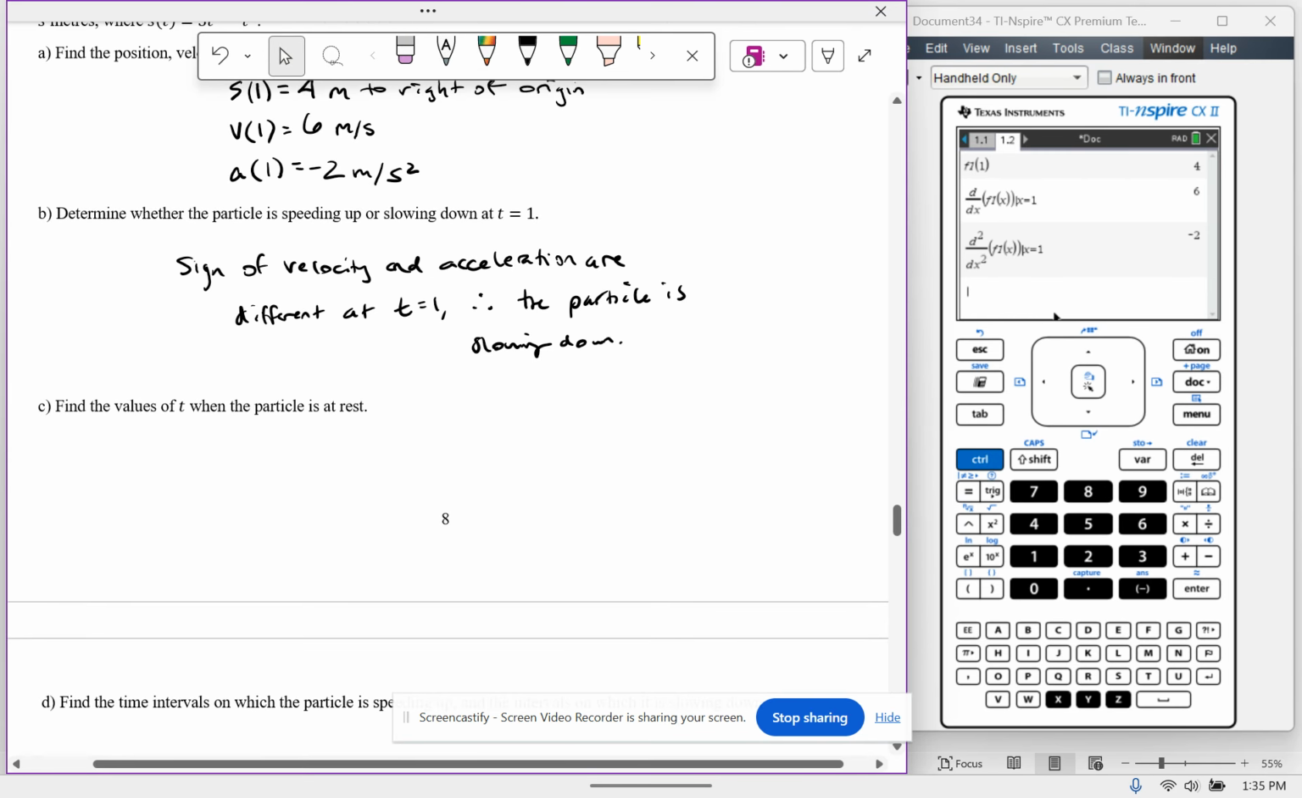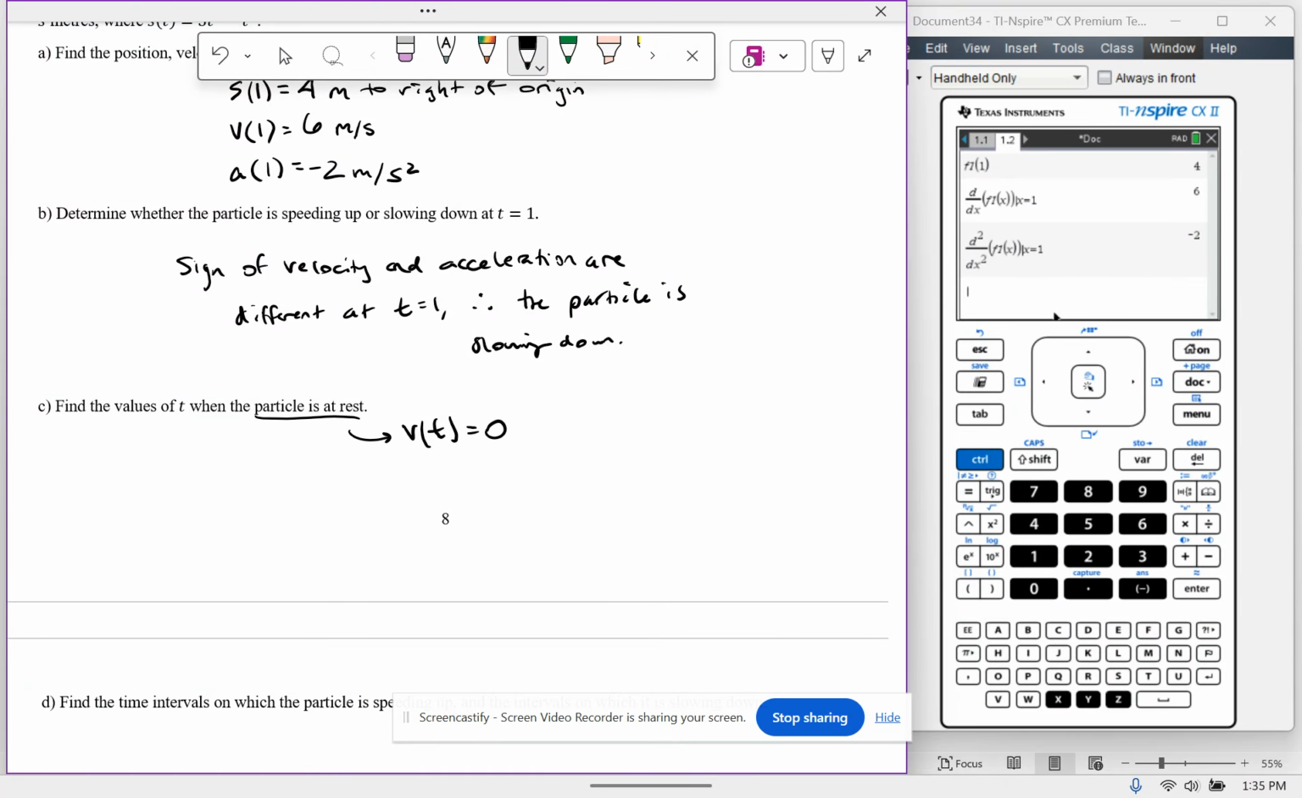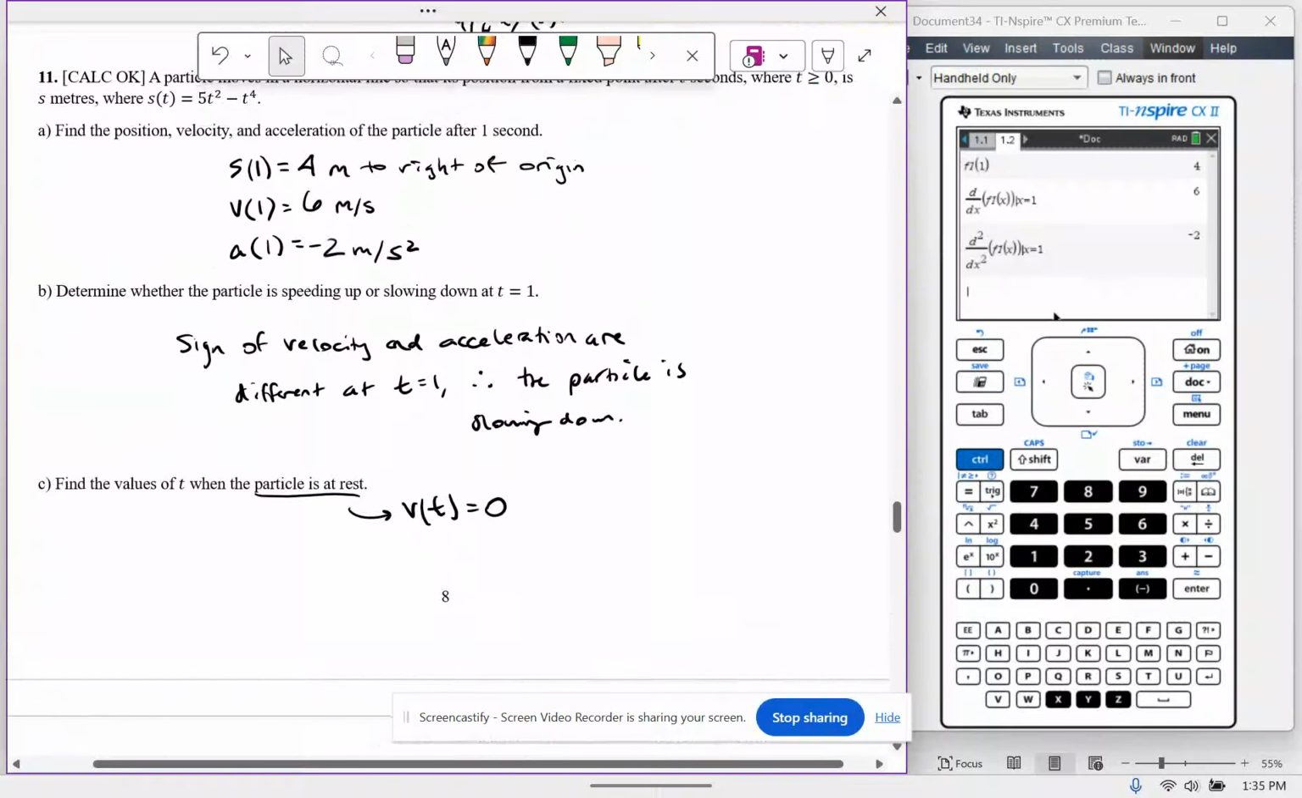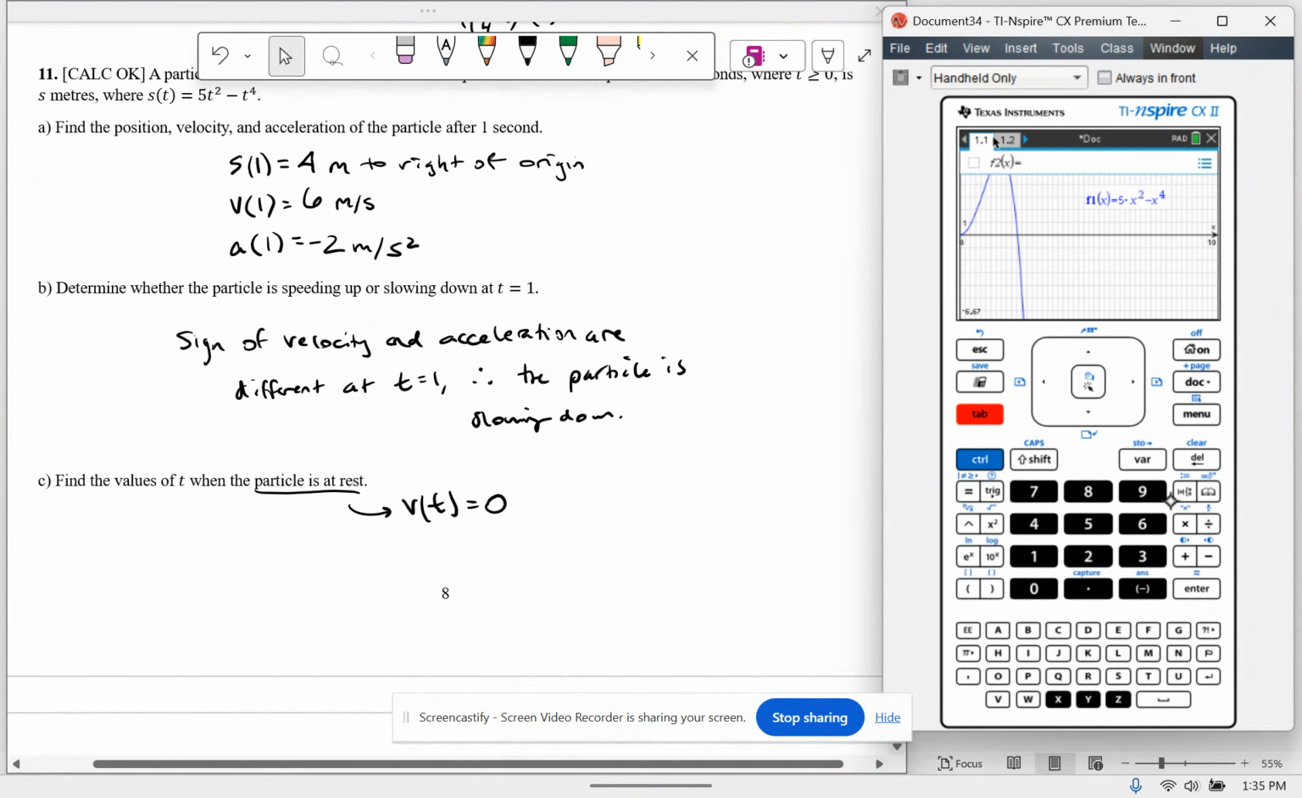Okay, now letter C says, find the values of t when the particle is at rest. A particle is at rest when v of t equals 0. V of t equals 0 is when a particle is at rest. So let's try to think of a fast way to do this. You could find the derivative and then find the roots. Absolutely, set it equal to 0. Yeah, let's do that. I feel like we've been doing a lot of calculator work. If you wanted to do it quick, you could also just graph the derivative here and find where this original guy crosses the x-axis.